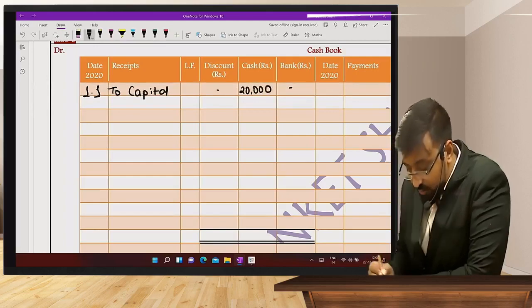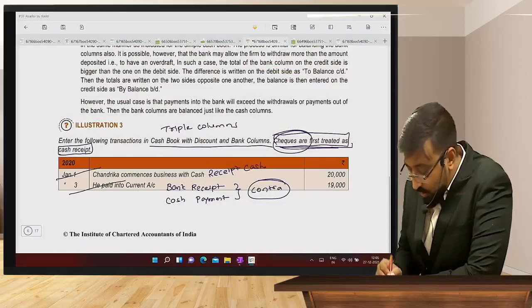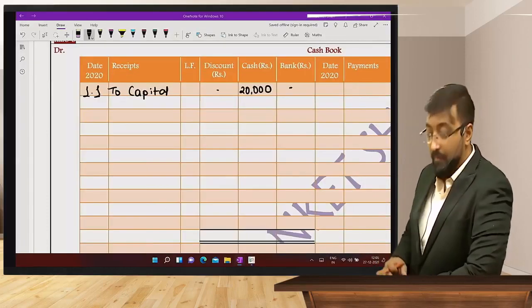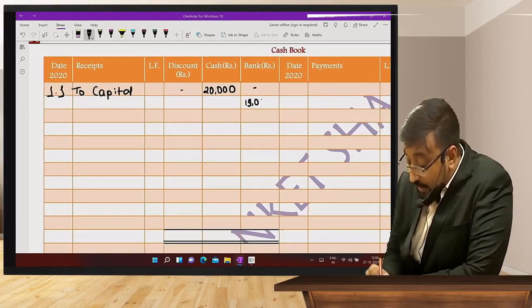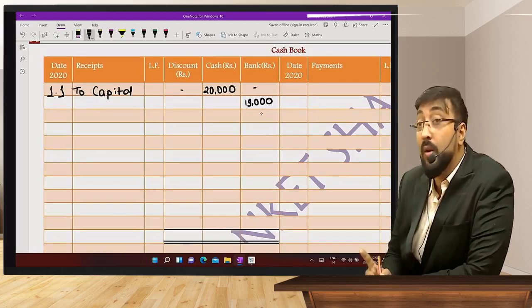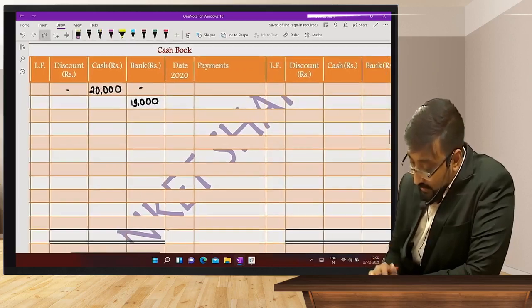Cash, 20,000. Wait, he paid into the current account. Which balance is increasing? Bank. How much? 19,000. First, in which column? Don't write in case of contra, don't be in a hurry. First complete the amount column. And cash is decreasing, right?